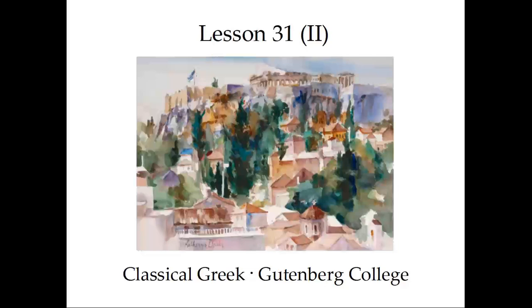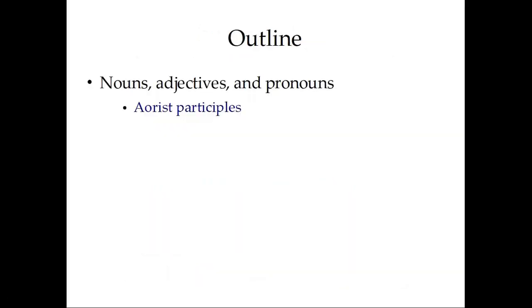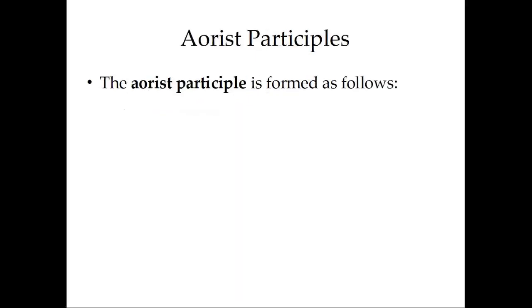Lesson 31, Section 2. In this presentation, we will be covering aorist participles. The aorist participle is formed as follows. Take the aorist stem, which is usually the present stem plus sigma.